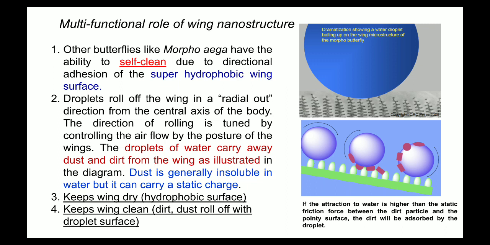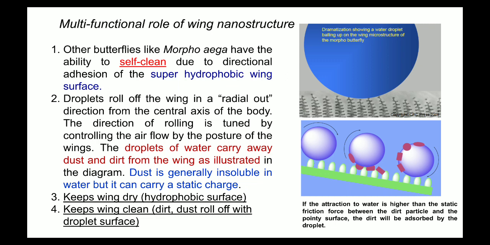The droplets of water carry away dust and dirt from the wings as illustrated in the diagram. You can see the diagram. If there is dust available, then this rolled water droplet will take out this dust and clean the surface of these butterfly wings.